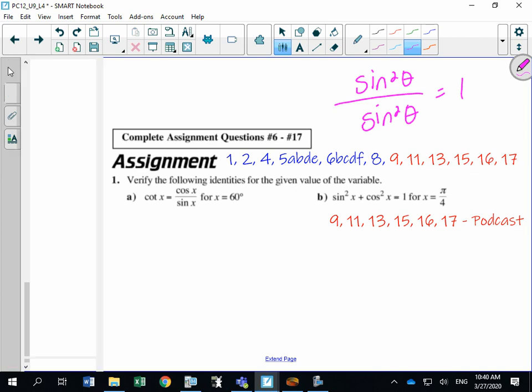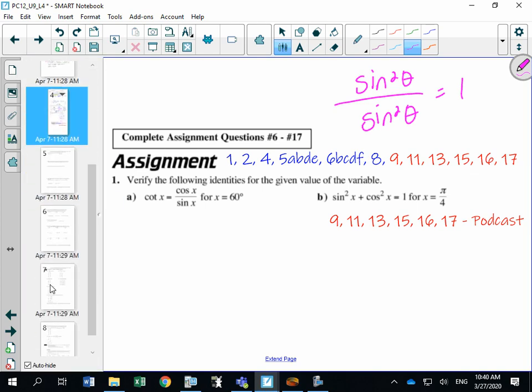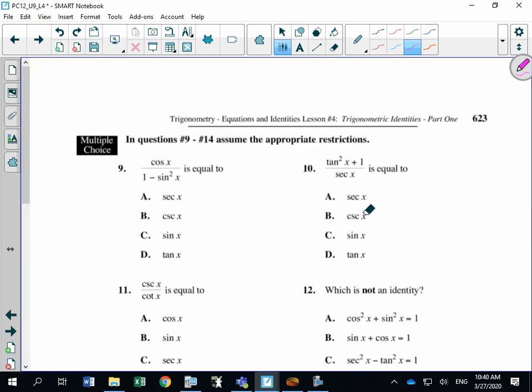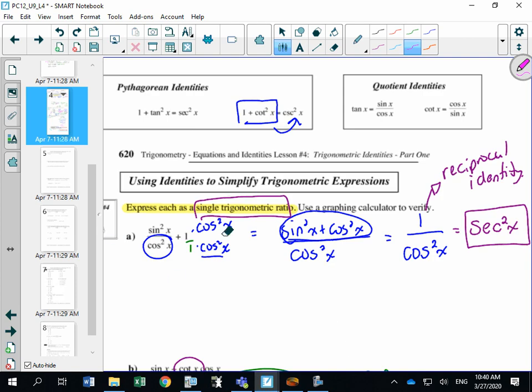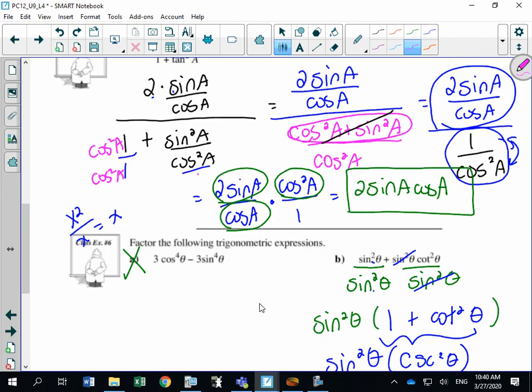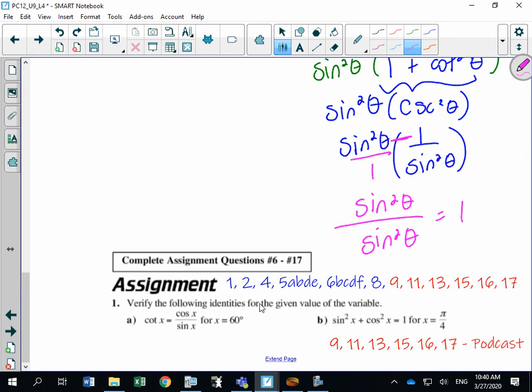Okay, so let's do number 9 together. And actually, I need to write that down, what examples I want to do with you guys. So just let me write that in my book. So 9, 11, 13, 15, 16, 17.